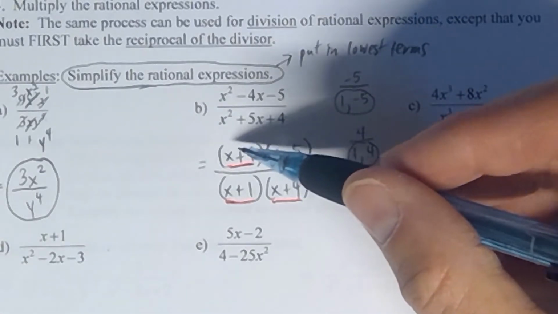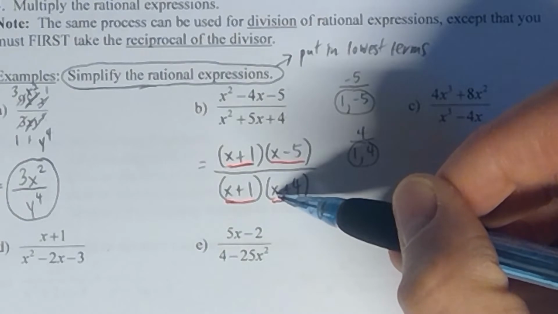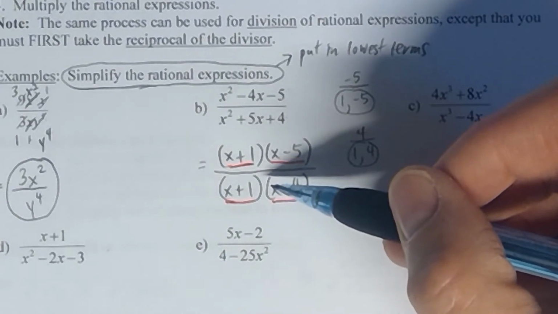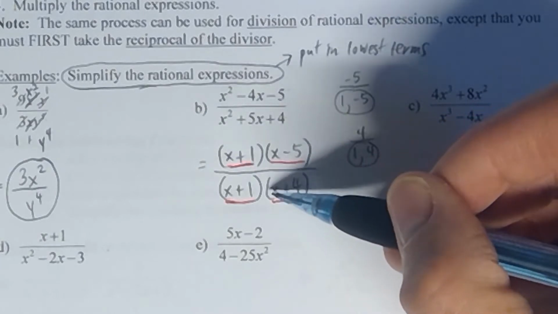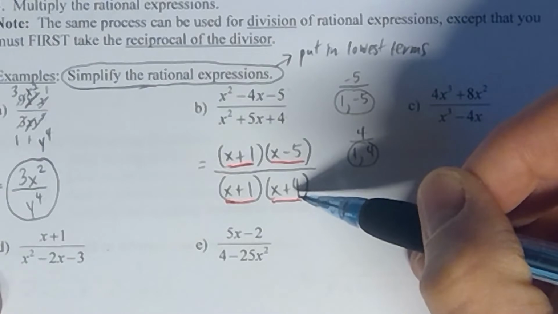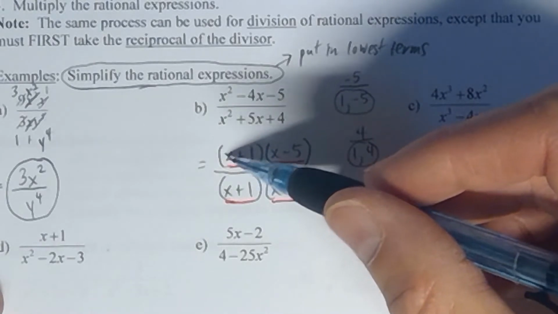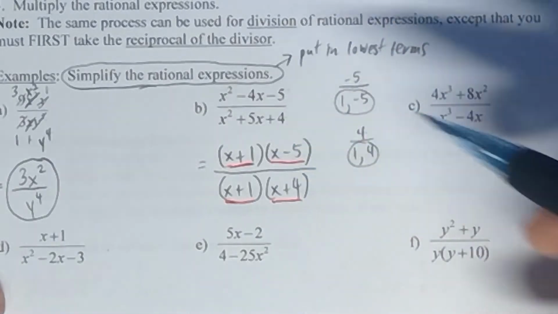You might be thinking, hey, can I cancel the x and the x right here? Okay, no, you can't. You can never cancel part of a red factor. In other words, you can't cancel the x and the x and then leave the 1 and the 4 there. Okay, you either cancel all of a red one or none. You don't cancel the red one at all. You can't cancel part of it.